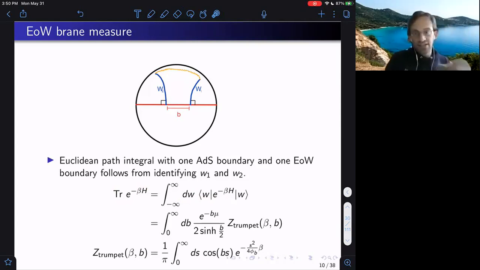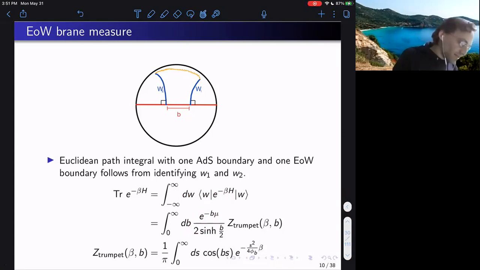And then at the geodesic boundary of that trumpet, we have an end of the world brane. Here, Z trumpet is the formula for the trumpet given by Saad, Shenker, and Stanford. You just integrate over the length of that geodesic with this particular measure, which I derived from here. That gives you the answer with one AdS boundary and one end of the world brane boundary. You might already notice that this is divergent as b goes to 0, but I'll come back to that later.